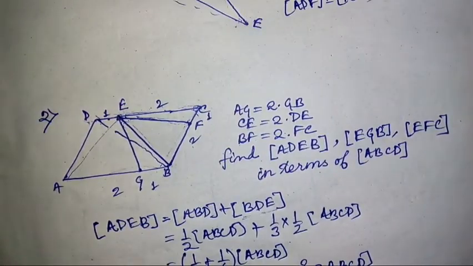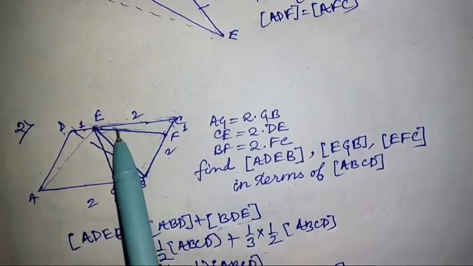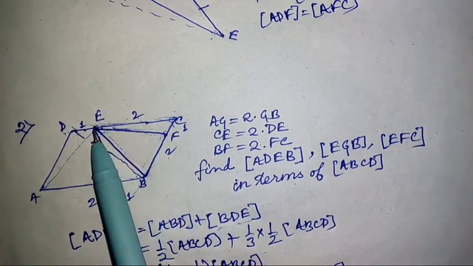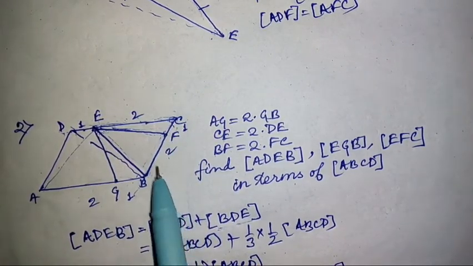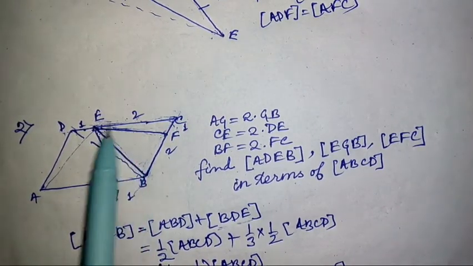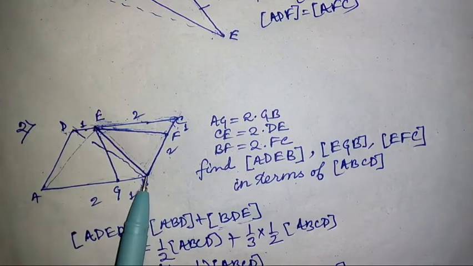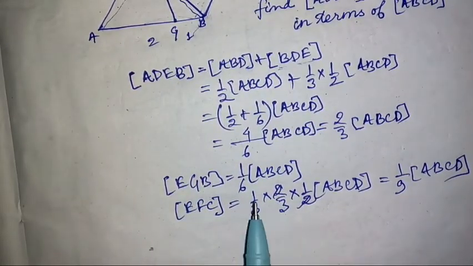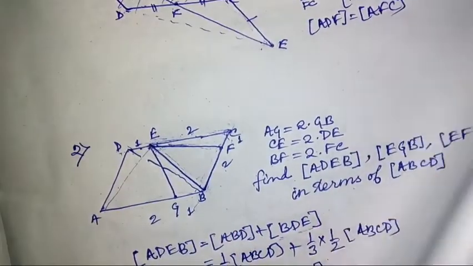Let me again explain this part of how we have calculated EFC. First we have done with this point, we have made this the vertex, this as the common line in which the bases are present. So if we take this as the vertex, it is 1 by third of this whole. And then taking this as the vertex, this is 2 by third of this one. And since this is the diagonal, this will be half of the area of the parallelogram. So 1/3 into 2/3 into half. 2 gets cancelled, 1 by 9th of area of ABCD.